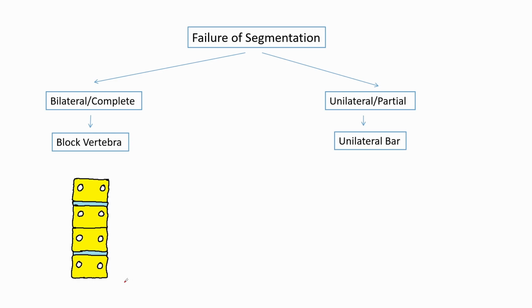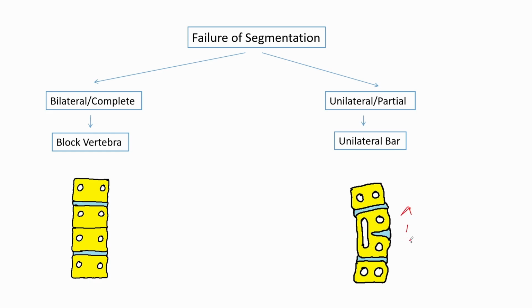In unilateral, the example is unilateral bar, where only one side of the vertebra is fused with the adjacent vertebra. So the fused side grows less compared to the unfused side, leading to a progression of the deformity. This side will grow more and will become the convex side, and this side will grow less. So this will have a higher chance of progression.